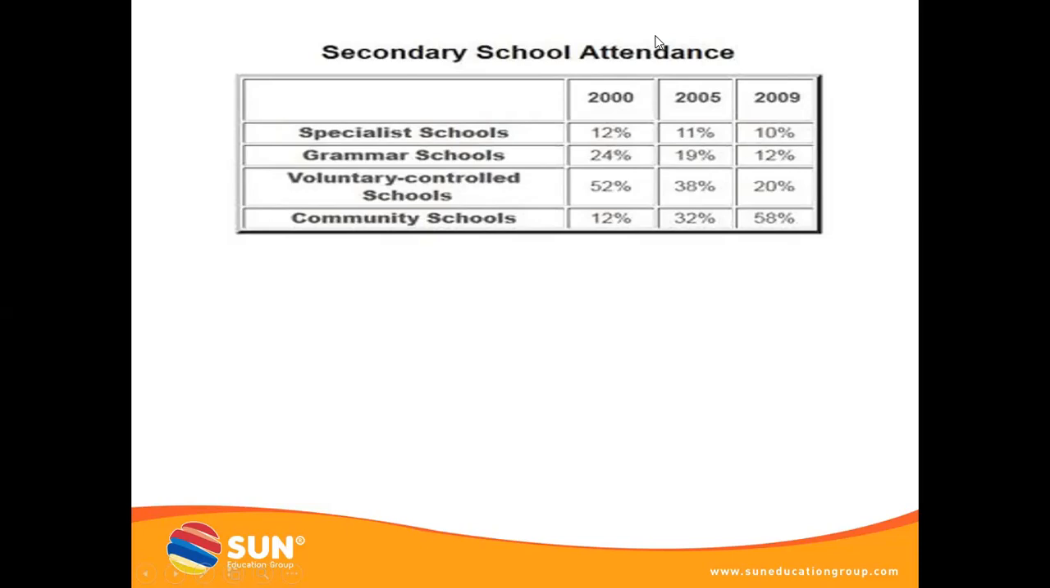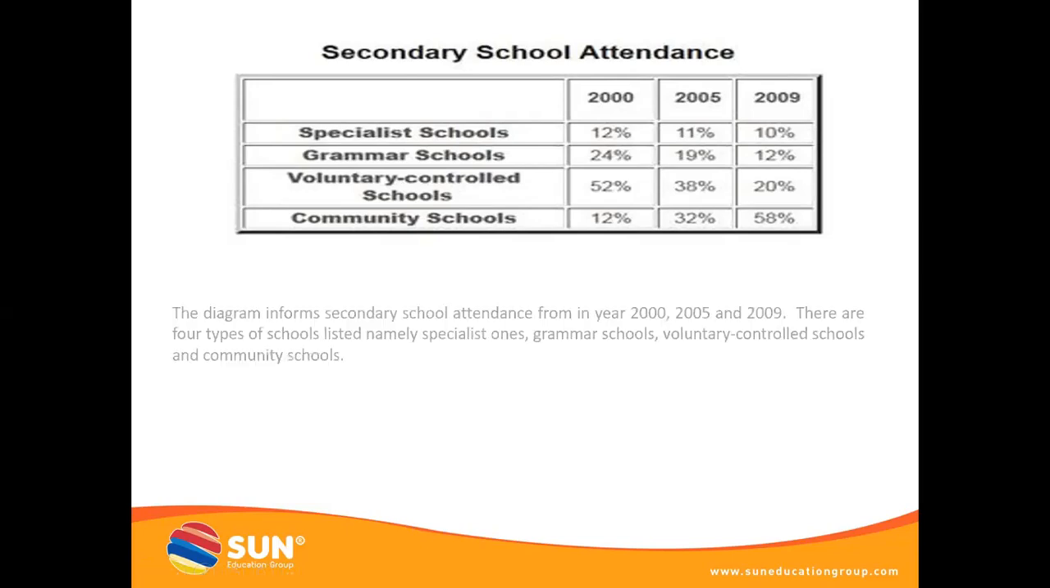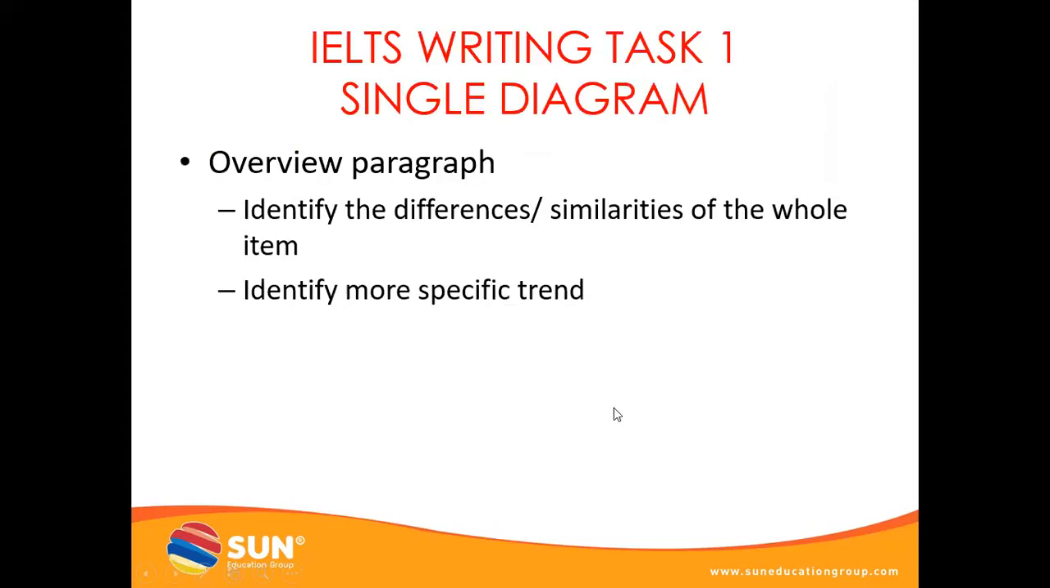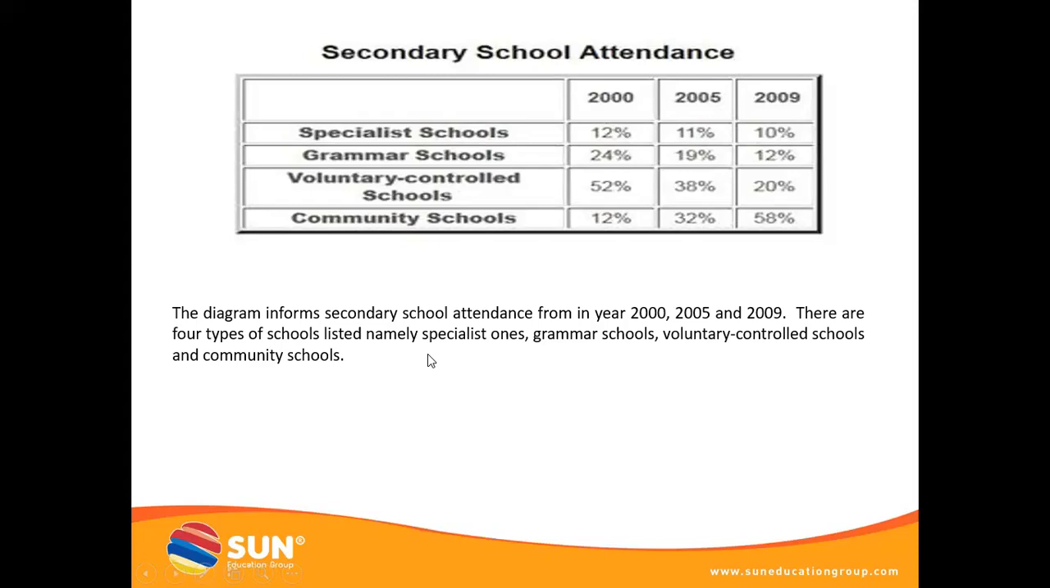So the diagram is about secondary school attendance. There are 1, 2, 3, 4 types of schools in 3 periods. Example: you can start with the diagram informs secondary school attendance, without from. Oh, sorry. The diagram informs secondary school attendance in year 2000, 2005, and 2009. Eliminate the from. And then the items, there are 4 types of schools listed, namely what, and what. And that will be just enough.